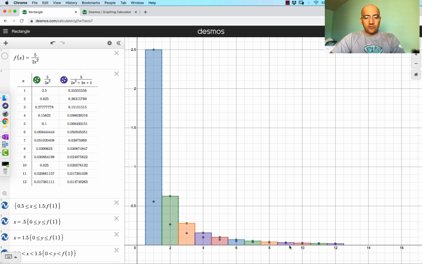So here's just the first dozen of them. And as we can see, the areas are getting smaller and smaller and smaller. They're going to quickly converge down to 0. They're always positive, though. And by the p-series test, we know that the sum of all of these areas out to infinity is convergent.